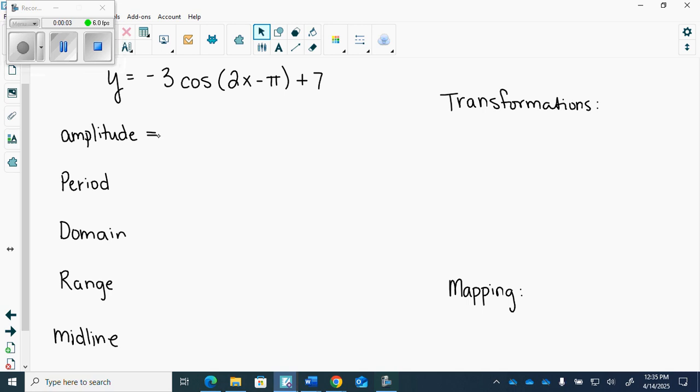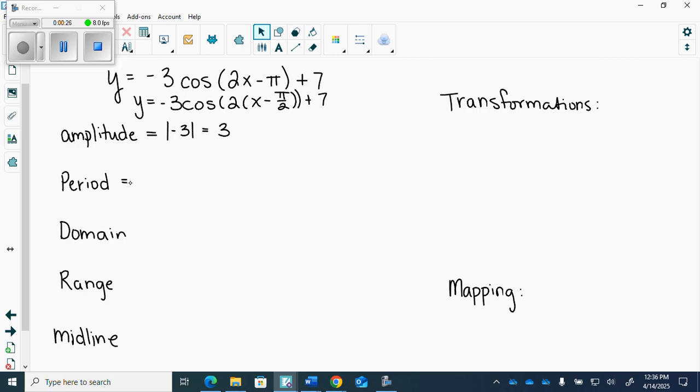Before we start, we should always make sure we have a 1 in front of the x. We divide by 2, we get pi over 2. So it's actually pi over 2 to the right, not pi to the right, which makes a difference, yes? The amplitude from an equation is the absolute value of a, yes? So it's the absolute value of -3, so my amplitude is 3.